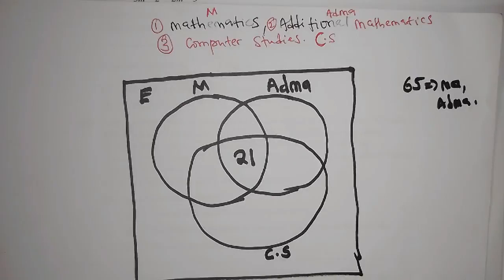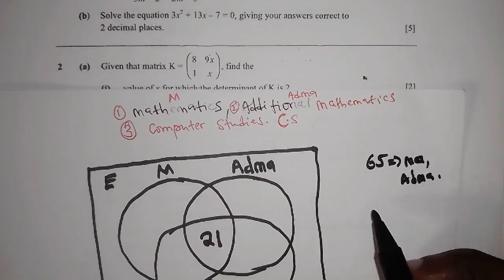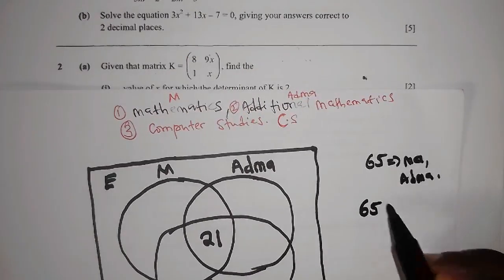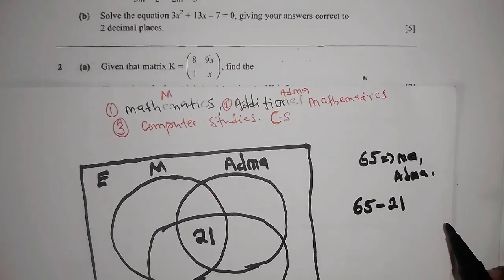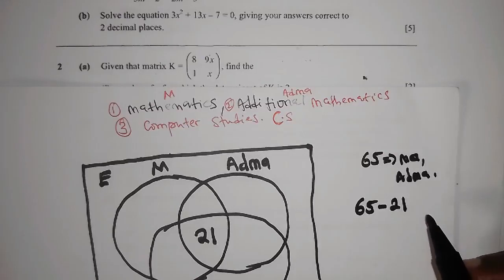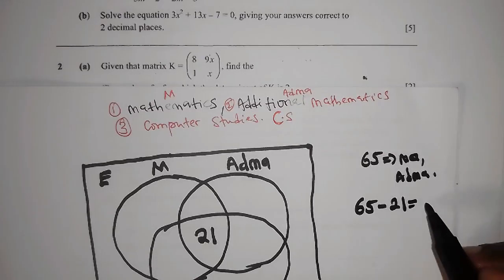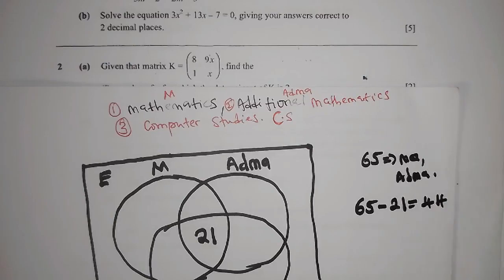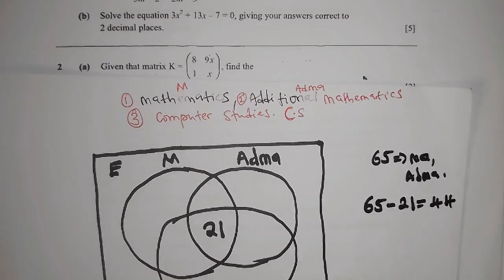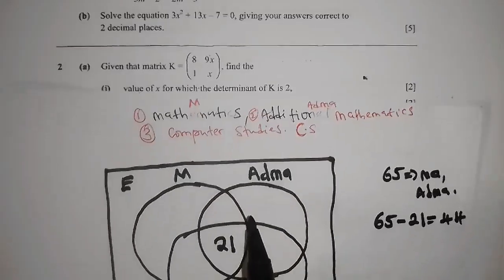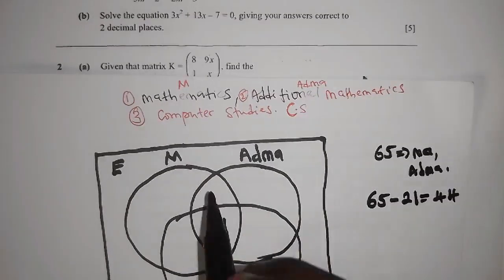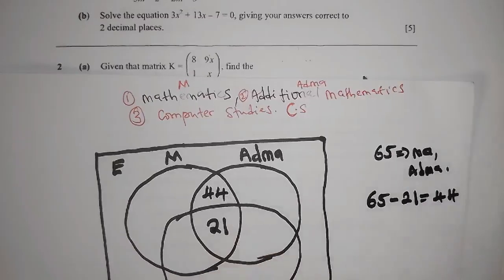The way you should find this one is to say the 65, you subtract the 21, and you are going to get 44. You can check that with your calculator. So on this intersection of additional mathematics and mathematics, you're going to put 44.